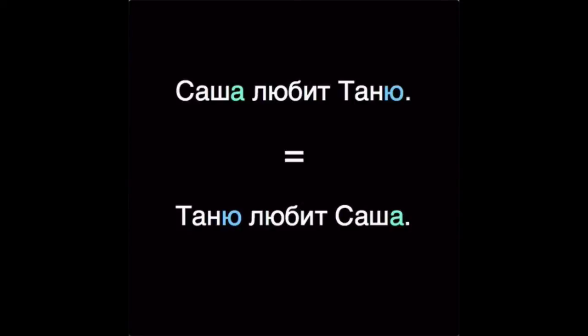That "а" ending shows that in both of these sentences, Sasha is the subject. The "ю" ending shows that Tanya is the direct object in both of them. So we know that Sasha loves Tanya, but not necessarily the other way around. Now, that's not to say that word order is completely random in Russian. There are patterns, but the meaning of word order generally has to do with context or emphasis.